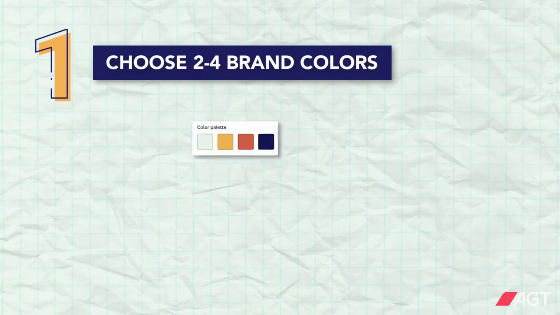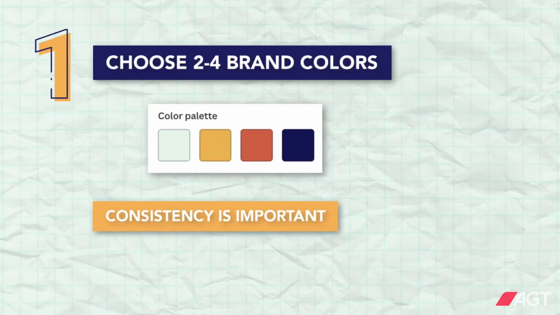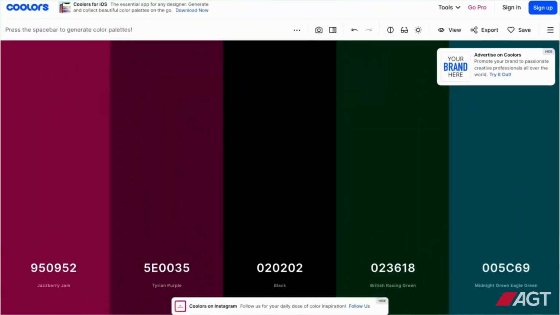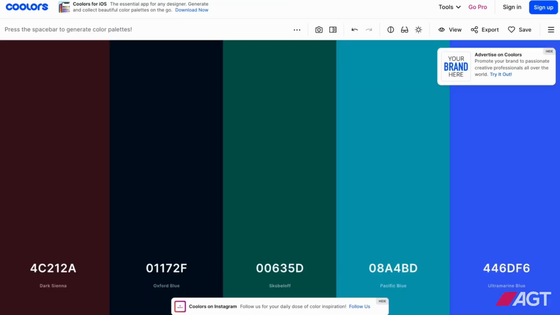So here's what I think that you should do. Come up with 2 to 4 brand colors that you like, because it is important that you remain consistent with your branding, even if you decide to change this entirely at some point. There are different color wheels and websites that will help you generate brand colors that go well together if you want them.